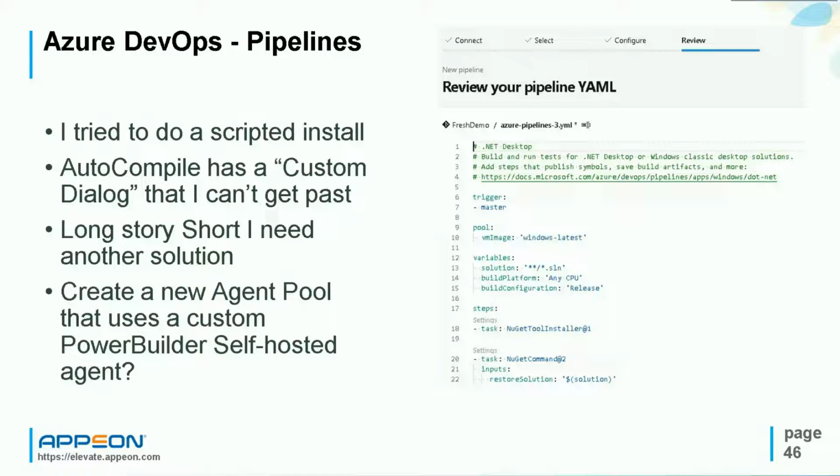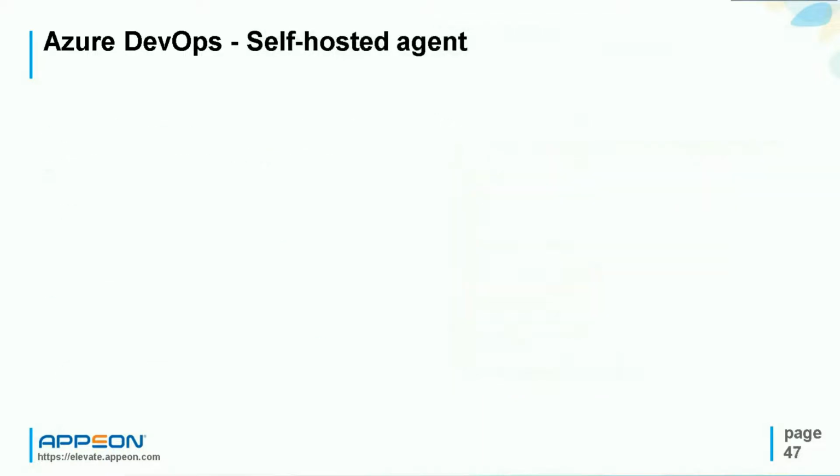So my solution is to create an agent pool that uses what they call a self-hosted agent. So basically, I'm going to create my own VM. I'm going to put everything I need on there, and then I'm going to add it to what they call an agent pool. And then when I do my build, I will tell it to utilize that PowerBuilder agent pool. So we're going to walk through the steps of doing that.